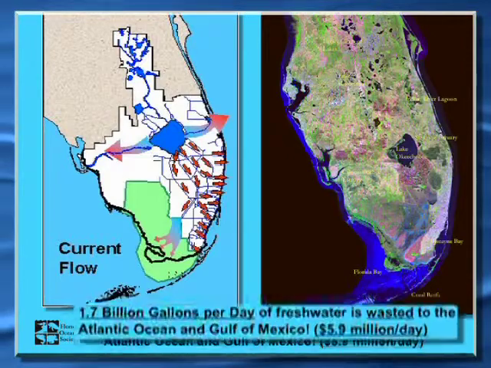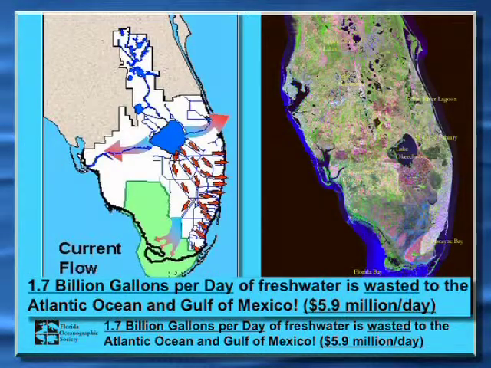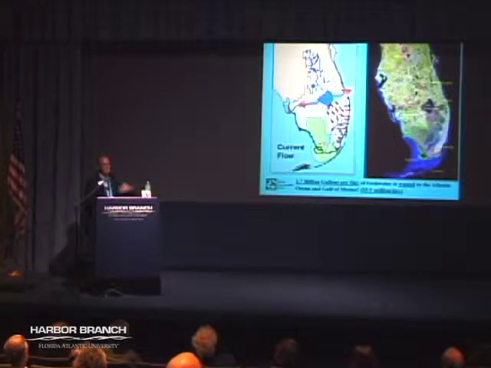You can see about 1.7 billion gallons a day of that fresh water that used to flow down through Florida is now going to the Atlantic and the Gulf of Mexico. To put that in perspective, all of us in the white area in the region of South Florida, about 7.7 million people, consume about 1.3 billion gallons a day.